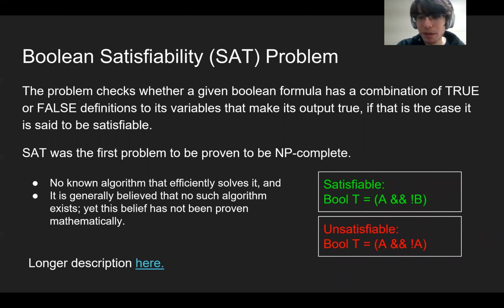Okay. So what about the SAT problem? The Boolean satisfiability problem is one that looks like this. It's the problem which checks whether a given Boolean formula has a combination of true and false values for its variables that makes the output true. If that's the case, it's said to be satisfiable. This is like the father of all NP complete problems, because it was the first one to be proven to be NP complete. So now if you ever want to prove that something's NP complete, you only have to do a reduction from the SAT problem to your problem.